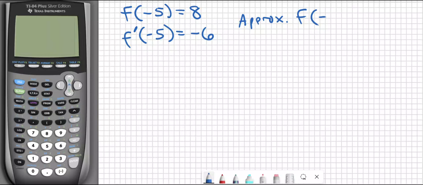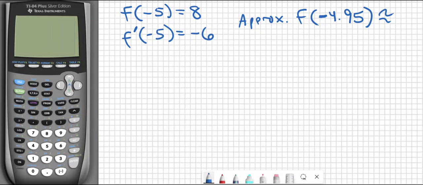And so what they ask for is we're going to use this information to approximate a point nearby. So it looks like here they're going a point that's a little bit to the right. They could go a little bit to the left, right? They could go negative 5.05 or negative 5.01. They just happen to pick negative 4.95. So a point really close by. And also notice they say approximate.